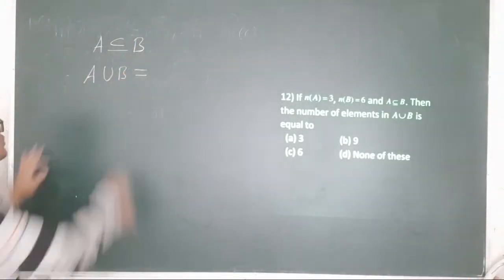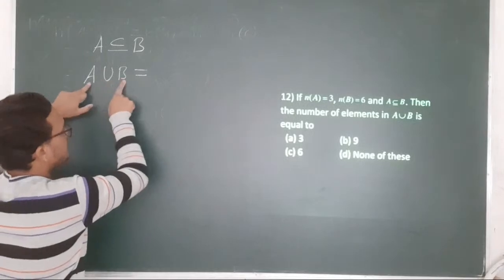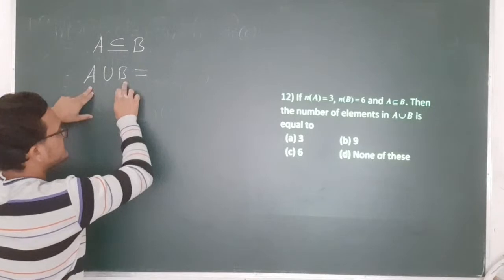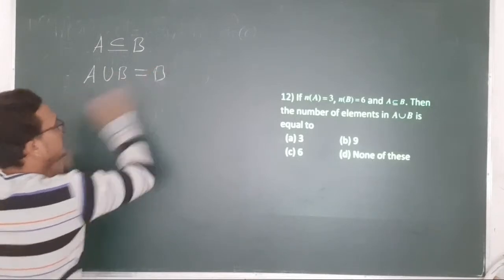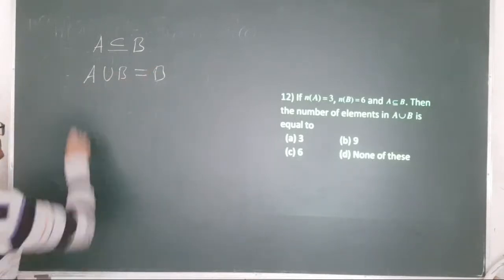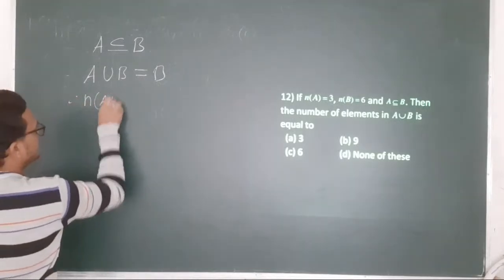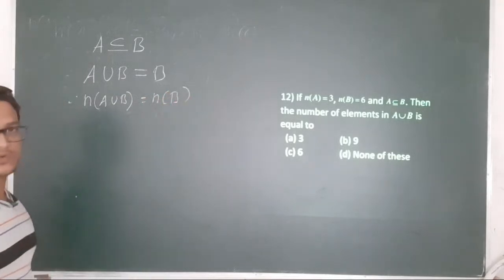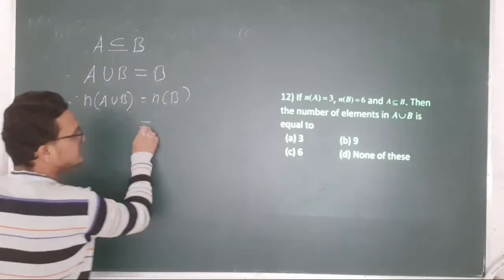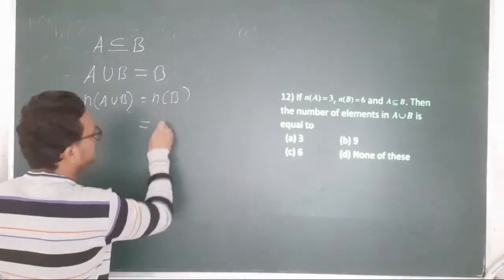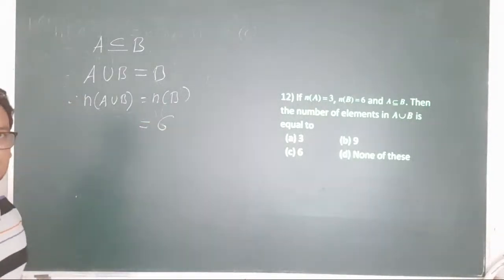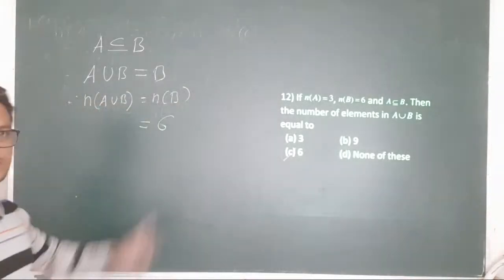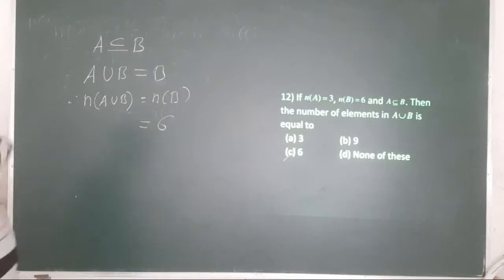So when you take the union A union B, the whole set you will get. Whole set means it is the largest set, that is B. So therefore n of A union B is equal to n of B, and what is n of B here? That is 6. So again option C is correct here.